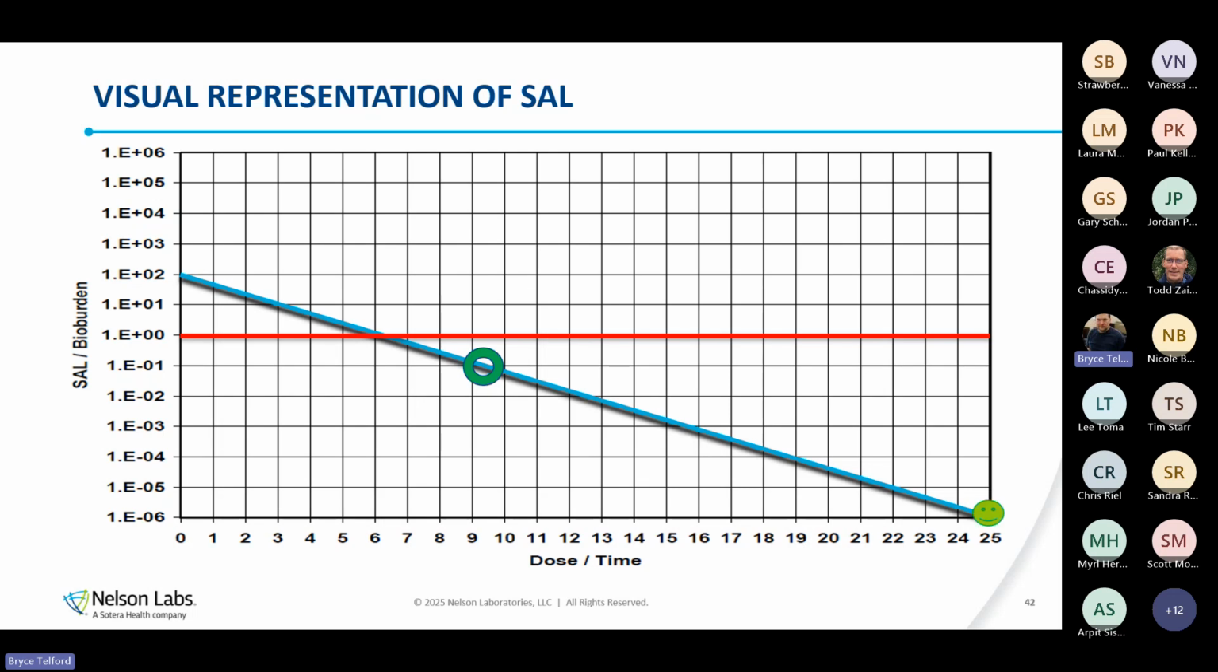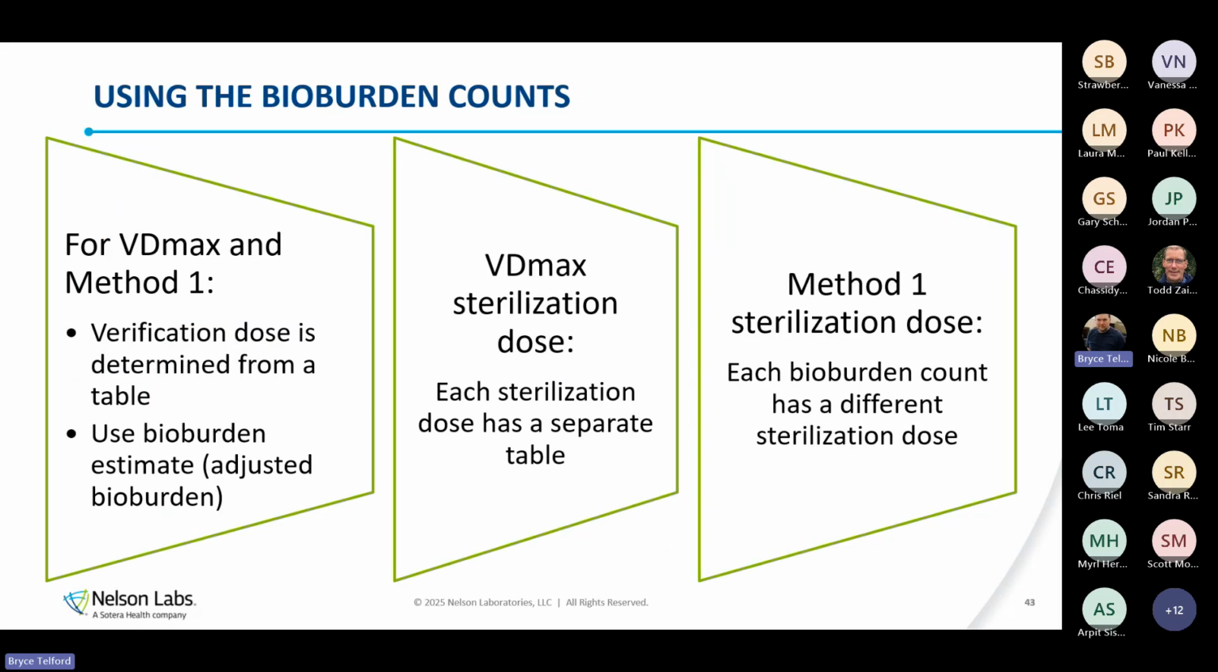But again, just want to reiterate, we don't ever test product that's at the 10 to the minus 6. That represents a 1 in a million chance. You're not testing the product, you're testing the laboratory. So let's talk about how we use the bioburden counts and how we do the validation.